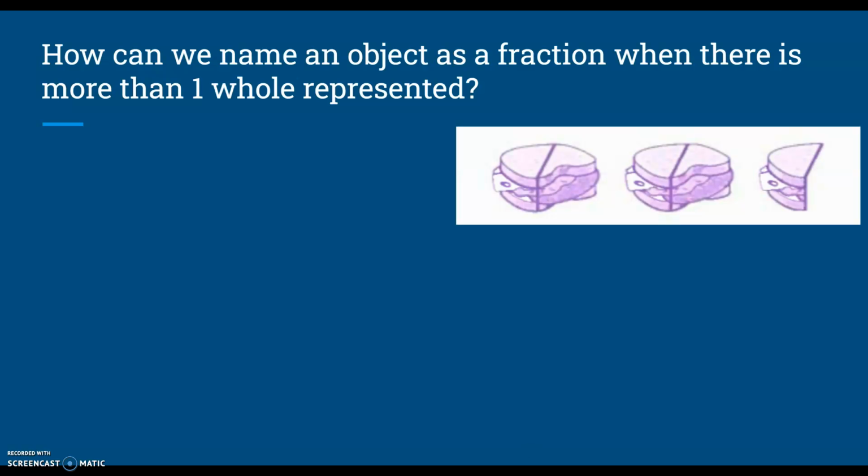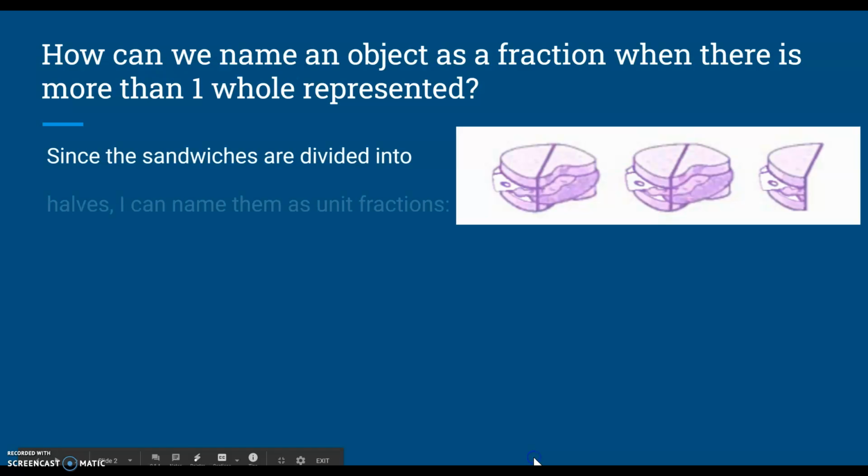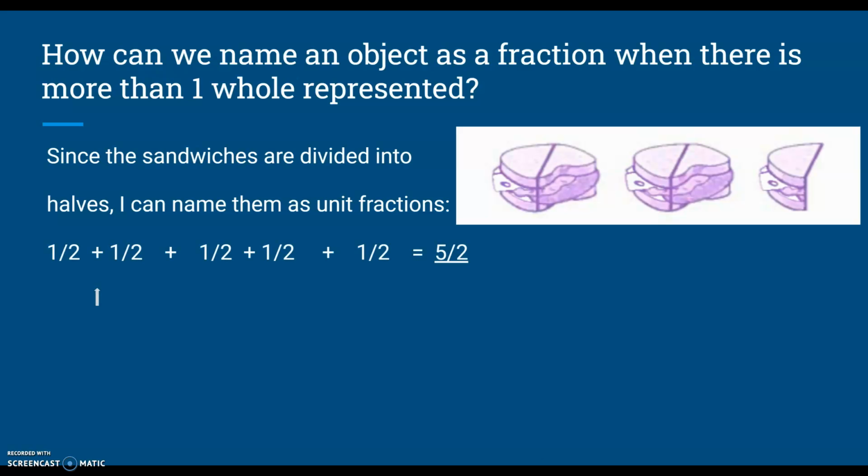So this picture actually comes straight out of Tuesday's work, where you have these sandwiches and they're divided into halves. I can first name those as unit fractions. In the first sandwich, I see that there is 1/2 plus 1/2. In the second sandwich there's 1/2 plus 1/2. And in the third sandwich there's 1/2. So I can write all of those unit fractions together, 1/2 plus 1/2 plus 1/2 plus 1/2 plus 1/2, and it equals 5/2. That's one way to name this fraction.